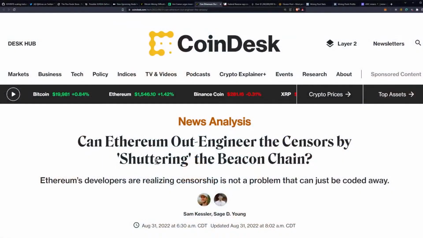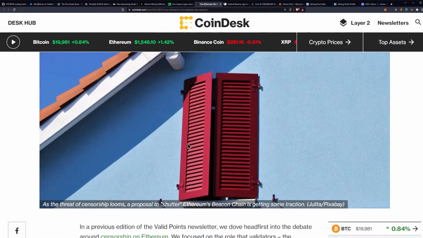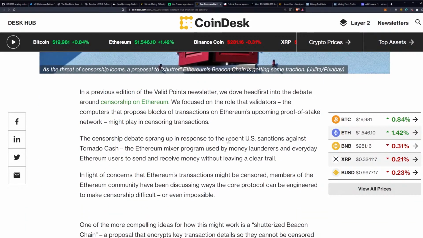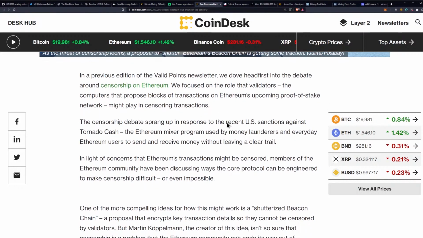Can Ethereum out-engineer the censors by shuttering the beacon chain? Ethereum developers are realizing censorship is not a problem that can be just coded away. In the previous edition of ValidPoint's newsletter, we drove headfirst into the debate around censorship on Ethereum. We've been talking about this a lot on the channel as well.